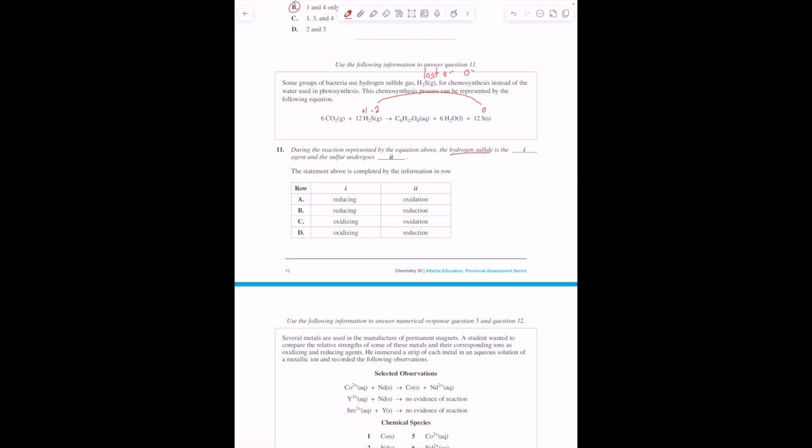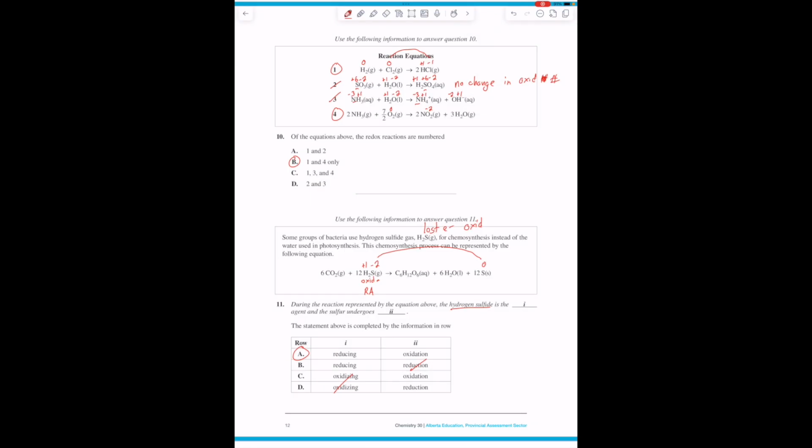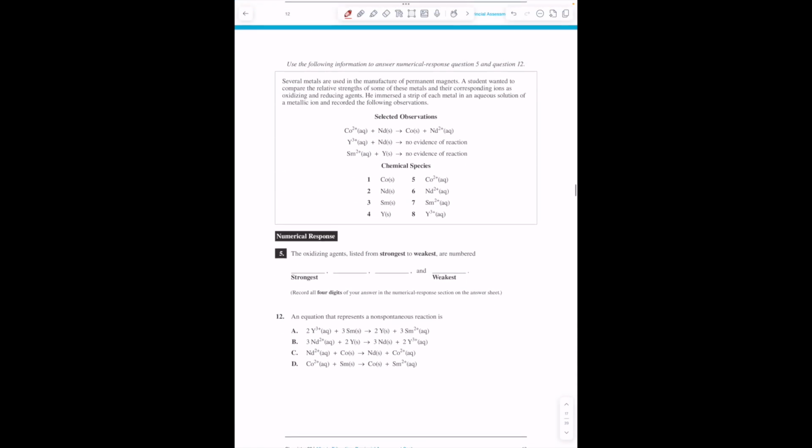which means we're oxidized. So this is oxidized, which is the reducing agent. So this is out because it has to be the reducing agent. And we're oxidized, which means this is out. So A. 11 is A. All right, what do we got here?